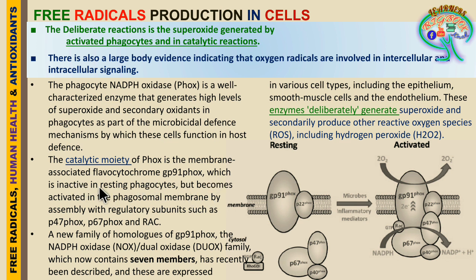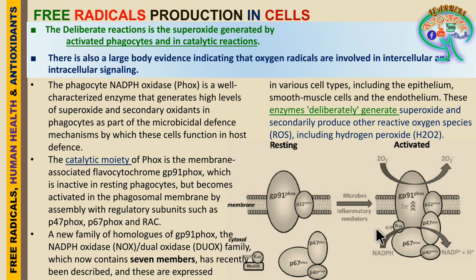It is inactive in resting phagocytes but becomes activated in the phagosomal membrane by assembly with regulatory subunits such as p47phox, p67phox and Rac. Here you can see p47, p67 and p40, and here it's the Rac. One more thing: a new family of homologues of gp91phox, the NADPH oxidase, NOX or dual oxidase family, which now contains 7 members, has recently been described, and these are expressed in various cell types.